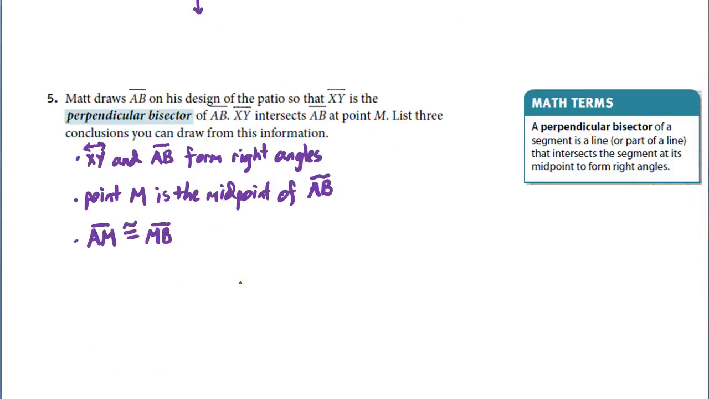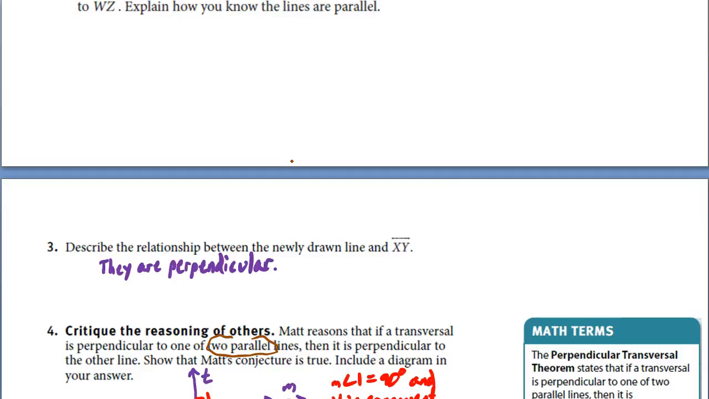Now, number 5, Matt draws segment AB on his design of the patio so that line XY is the perpendicular bisector of segment AB. Line XY intersects segment AB at point M. List 3 conclusions you can draw. First thing, I'm going to go back to that drawing, and I'm going to draw this right here. Segment AB so that XY is its perpendicular bisector.